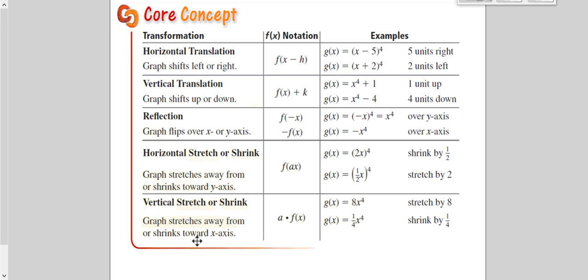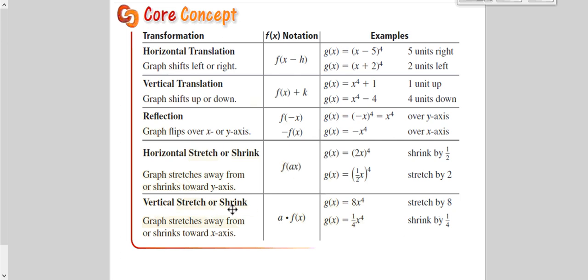And then stretches and shrinks. Stretches and shrinks are multiplying. If you multiply just x by a number, you get a horizontal stretch or shrink by the reciprocal of what is next to the x. And if you multiply the entire function by a number, you get a vertical stretch or shrink.